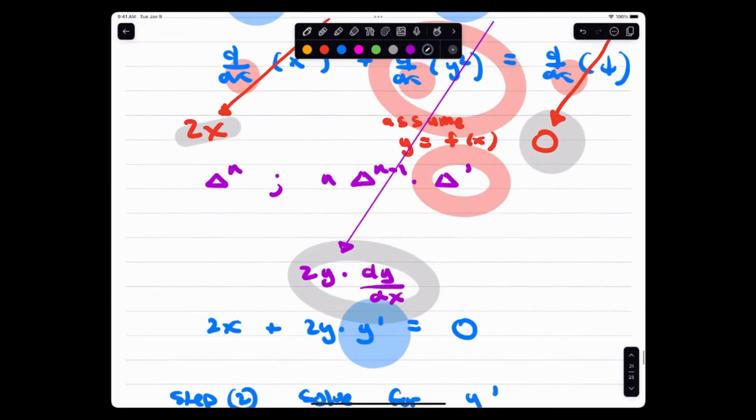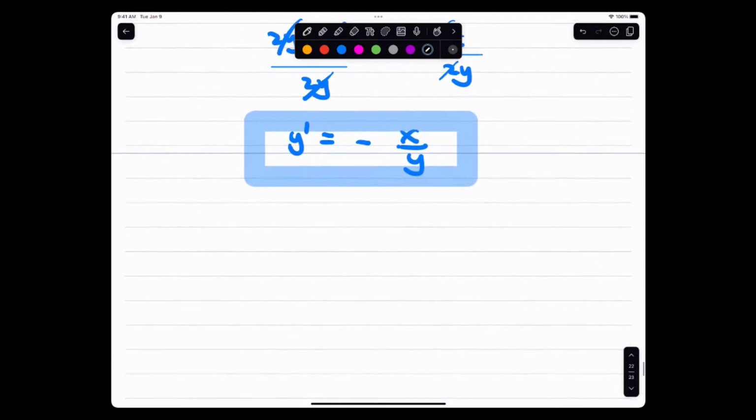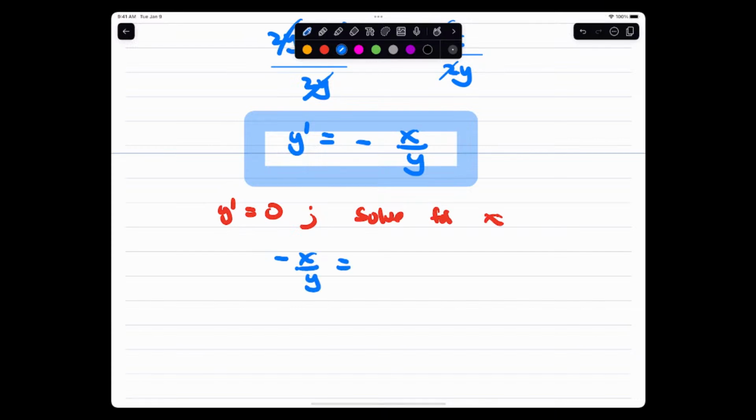But how did we do it before? Yeah, you set this what again? Derivative equal to 0. Solve for x. So that means, ladies and gentlemen, negative x over y equals 0. What does that mean? That means x is what? 0. Okay, so you can do the analysis.